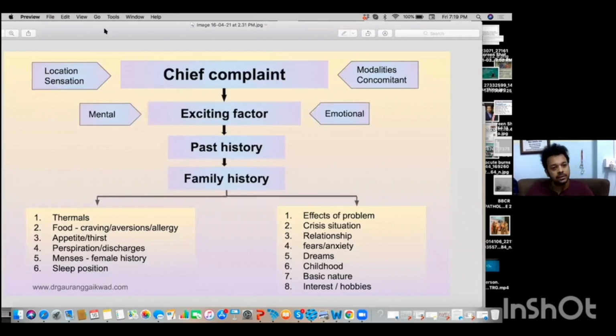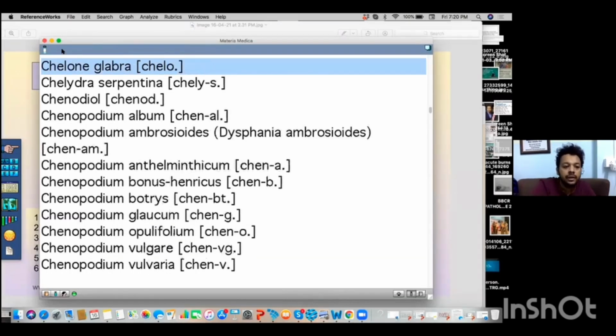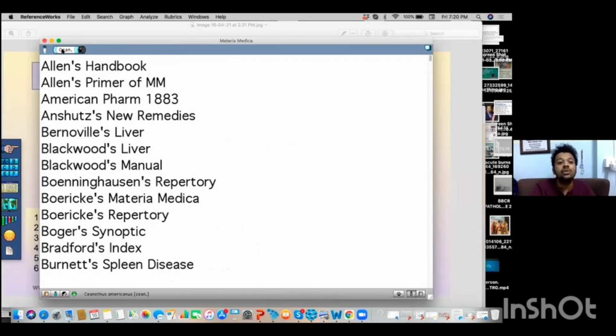For example, I'm just giving you a random example. I was treating a difficult case of ITP, idiopathic thrombocytopenic purpura. It is a difficult, complicated case. And one of the main things I was seeing is that the spleen was getting affected a lot. So when I studied the case, it came out to be a beautiful case of Ceanothus.